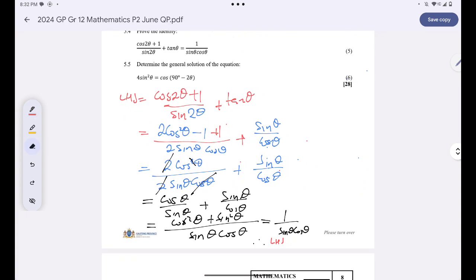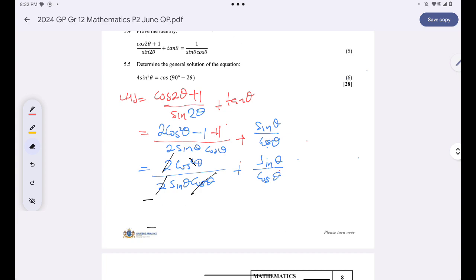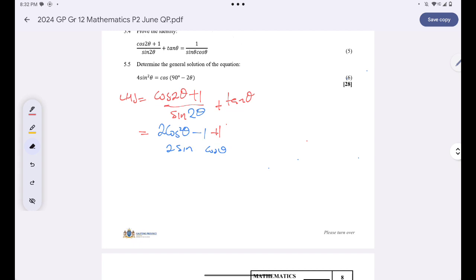Okay. Now I'm supposed to determine the general solution. Let me erase first. The general solution.